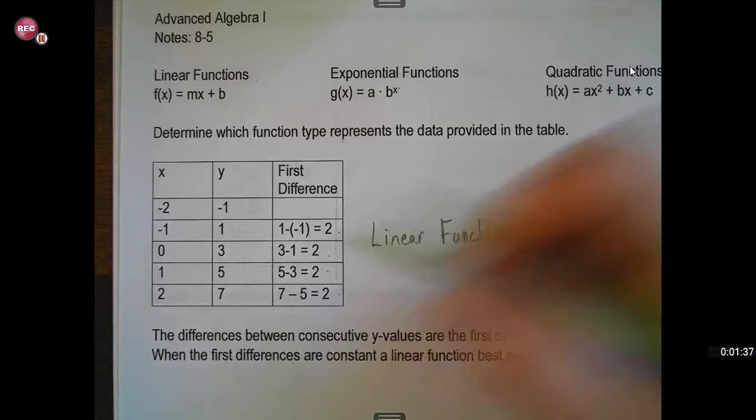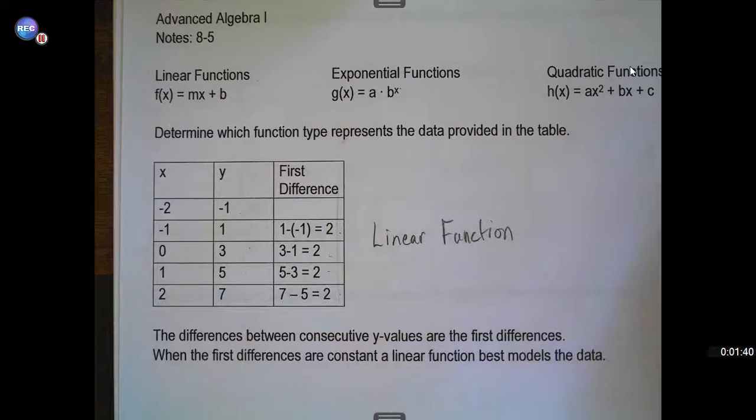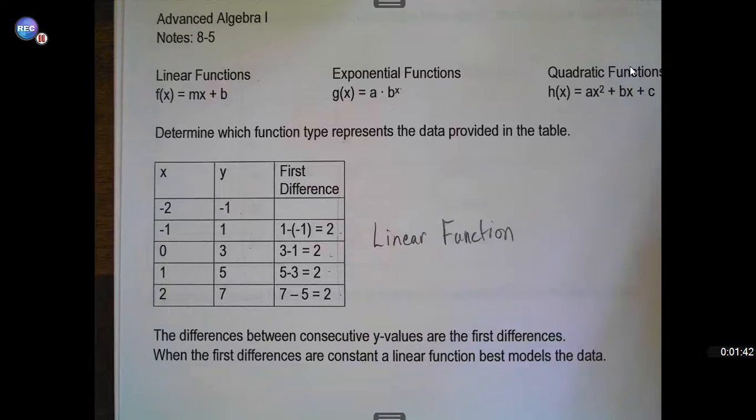So if we were to put this data into our calculator and ask for the regression, we would ask for the linear regression because we recognize that it's a linear function. Okay.